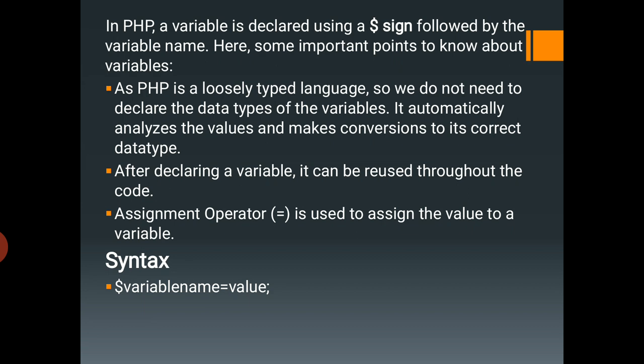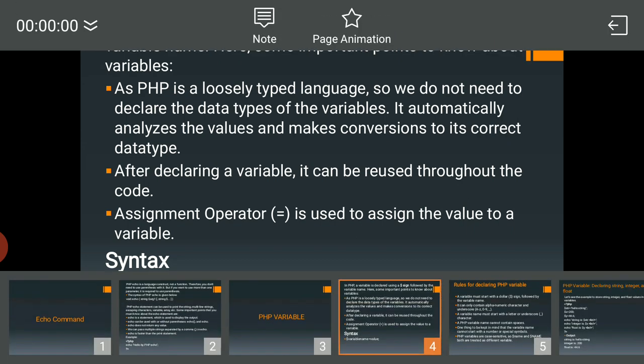The assignment operator is used to assign a value to a variable. PHP automatically converts the variable to the correct data type depending on its value. Variables are used to store data. The syntax of a variable is $variablename = value.